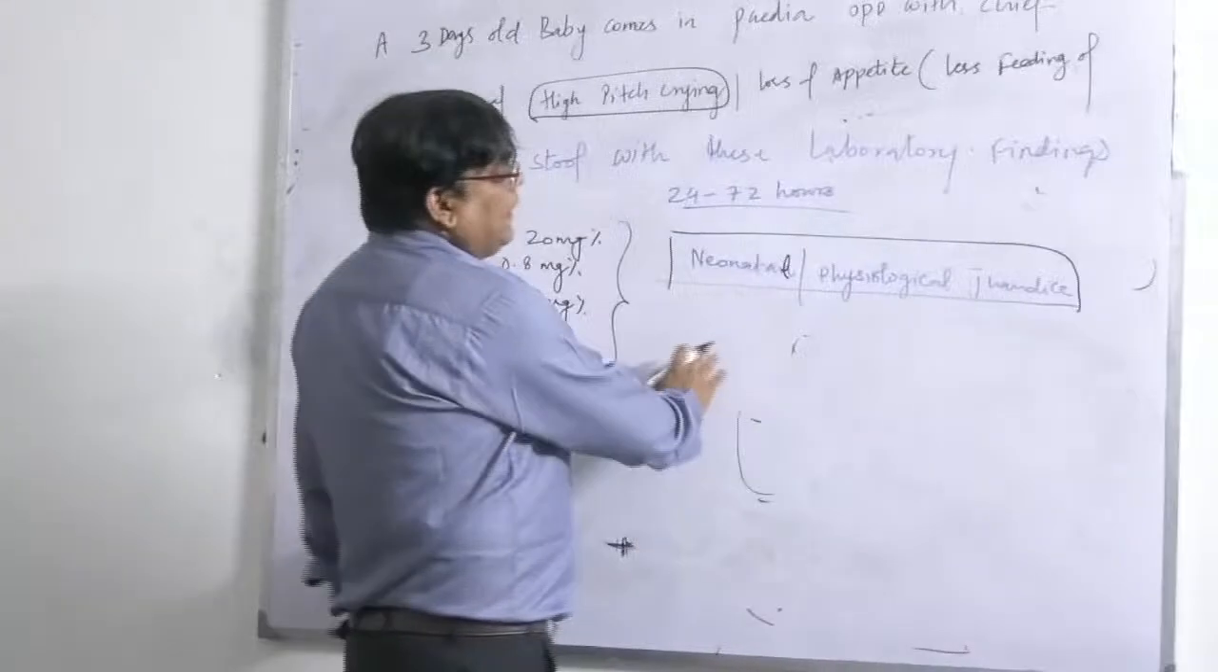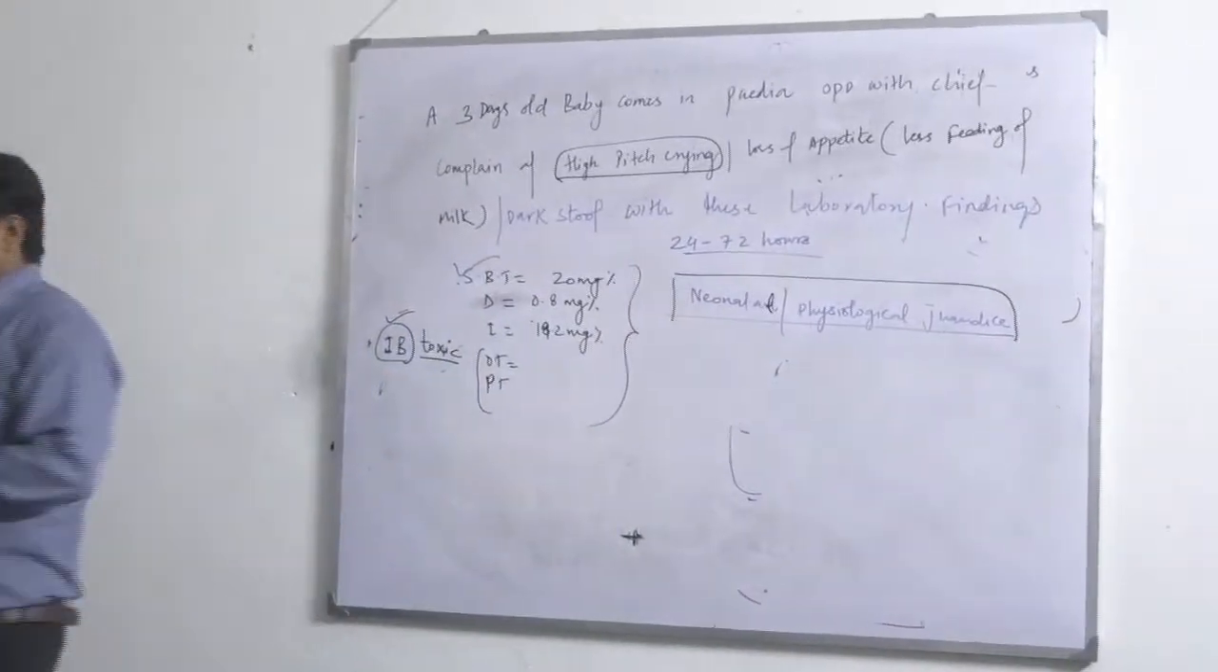Okay, less feeding, and this is the clear case of physiological jaundice. I think all of you understand all these charts. If this chart comes in your exam, you can easily give the answer.